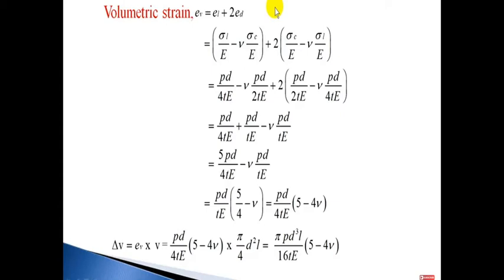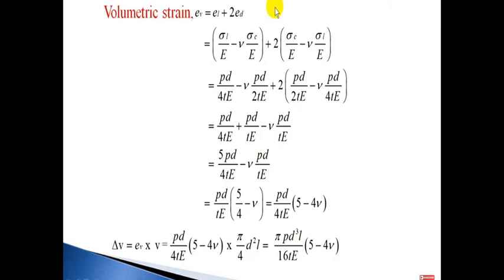Sigma 1, that means sigma L, the longitudinal stress: sigma L divided by E minus V sigma C divided by E plus 2 into sigma C divided by E minus V into sigma L divided by E. I already told you the longitudinal stress and circumferential stress formulas, so you can apply them here. The same thing will apply for this formula.